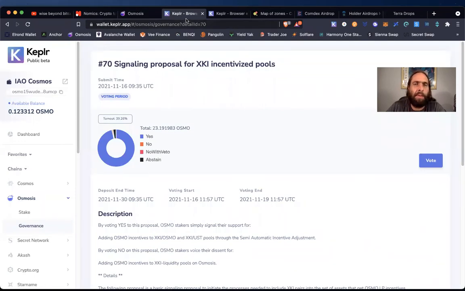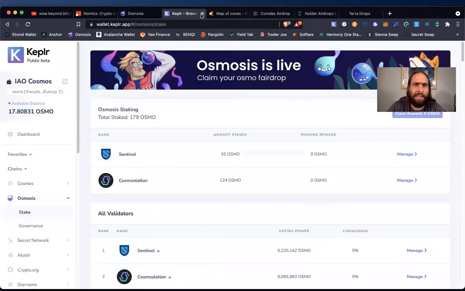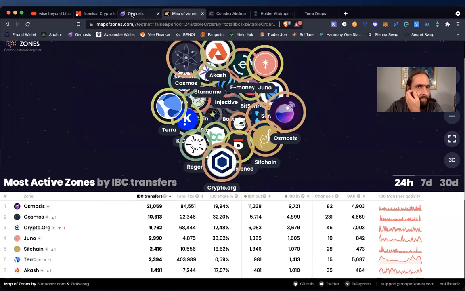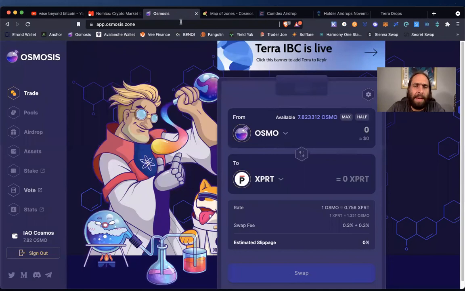So, okay, we've done a couple votes. I've taken you through that. Let's get out of the voting. Let's get out of the staking. We've done staking. You've seen, oh, the map of zones. Isn't this cool? The mapofzones.com. We'll leave a link for that as well. All the IBC transfers. Obviously, Osmosis is leading the pack. And here we go. Back to Osmosis.